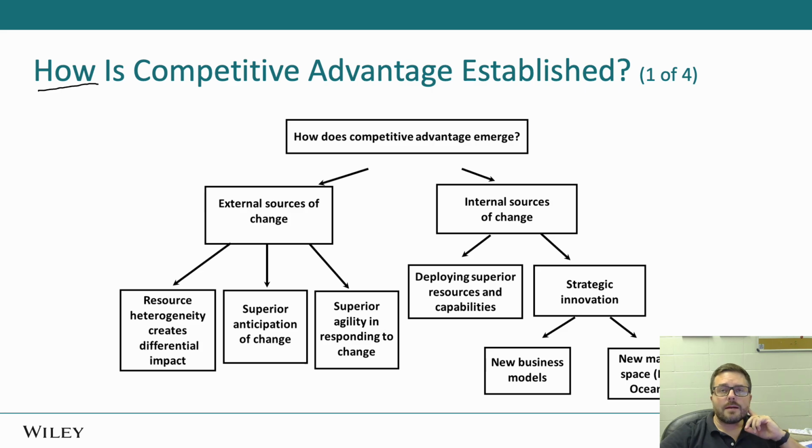And sorry, I guess I should clarify. So these at the bottom here, and I can't highlight it unfortunately because PowerPoint's being annoying. The bottom here, these are the ways that external sources of change can confer a competitive advantage or create imperfections.